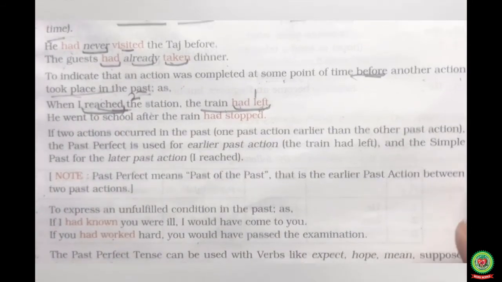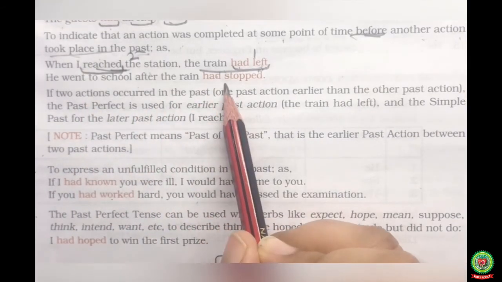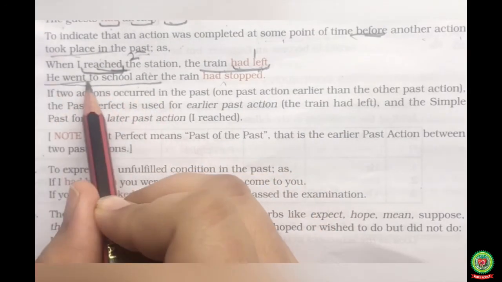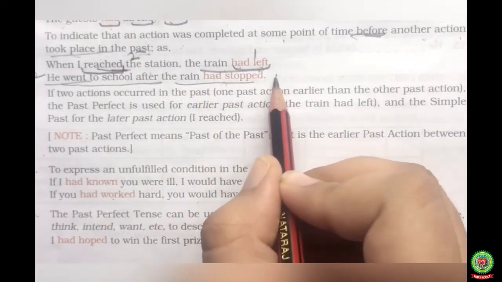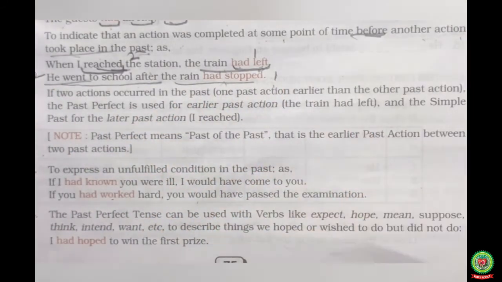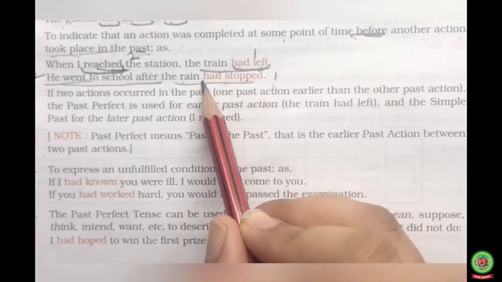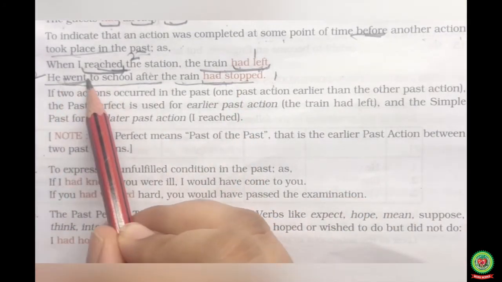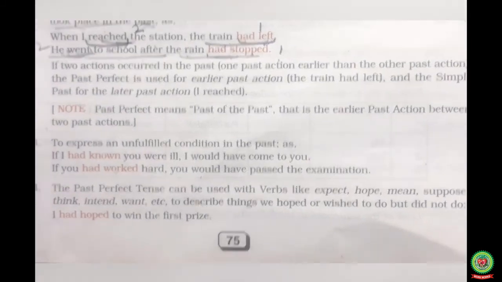See, one more example is there. He went to school after the rain had stopped. See, he went to school. This was your second action. The rain had stopped. This was the first action, no? Means when the rain stopped, then he went. So after the rain had stopped, we will be using perfect tense here, and we will be using simple past tense because this is our second action. This is very easy. Now see, third point.